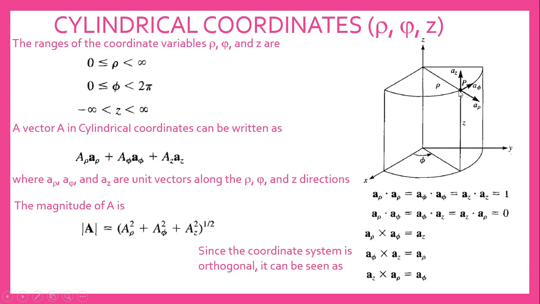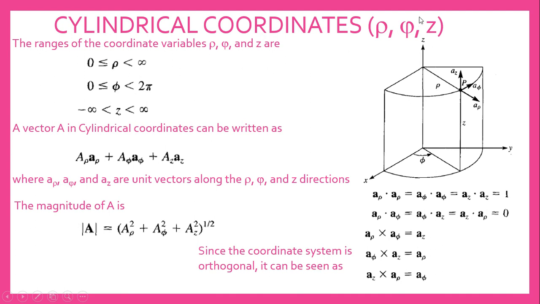Here rho is represented as the radius of the cylinder. The cylinder is shown for a single quadrant, and you can see it for the four quadrants. So rho is the radius of the cylinder. The radius can extend from 0 to infinity.